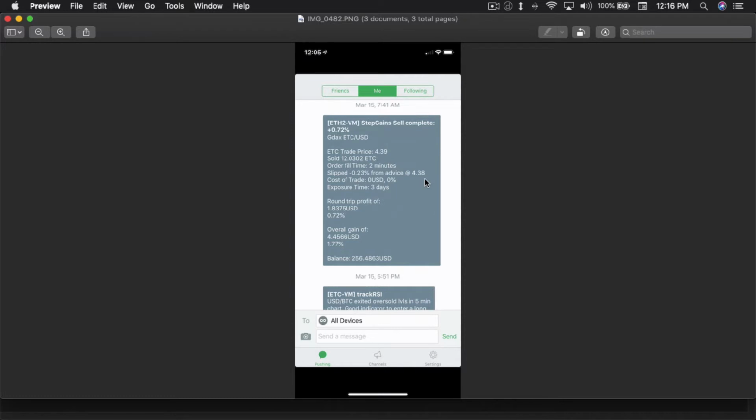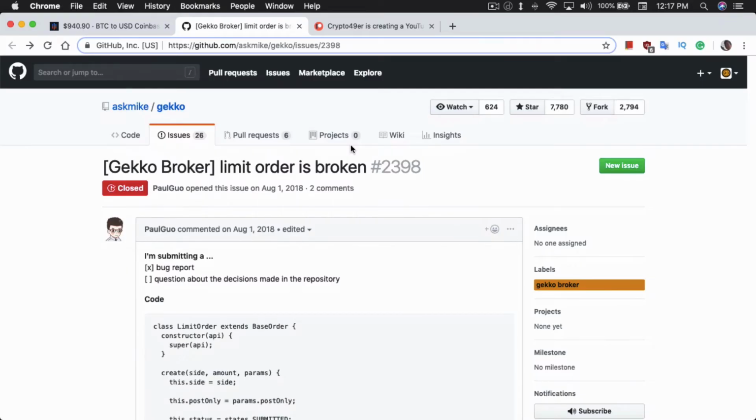So what I originally wanted to do with Gekko, and I probably will still do it, is to set it so that you can set limit orders instead of sticky orders. I'll explain sticky orders versus limit orders in a second, but I'm just going to show you right now that currently limit order is broken in Gekko. This has been broken since last year, as far as I know. AxMike doesn't have the time to fix this.